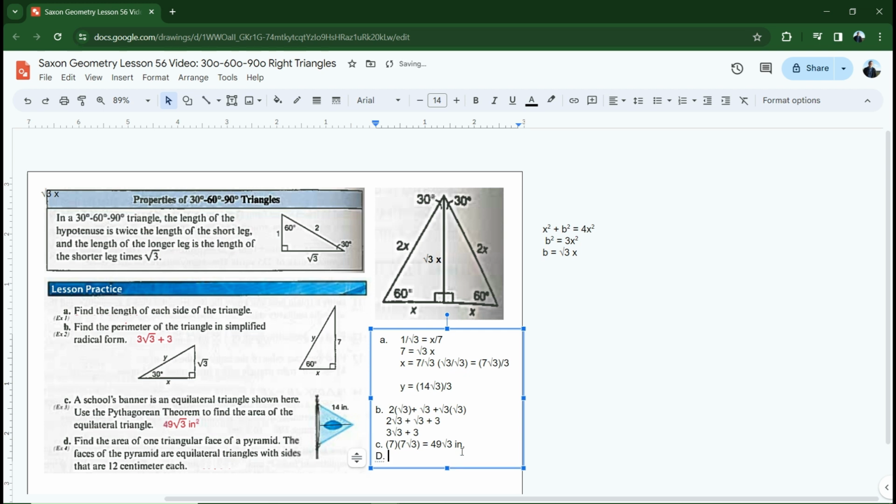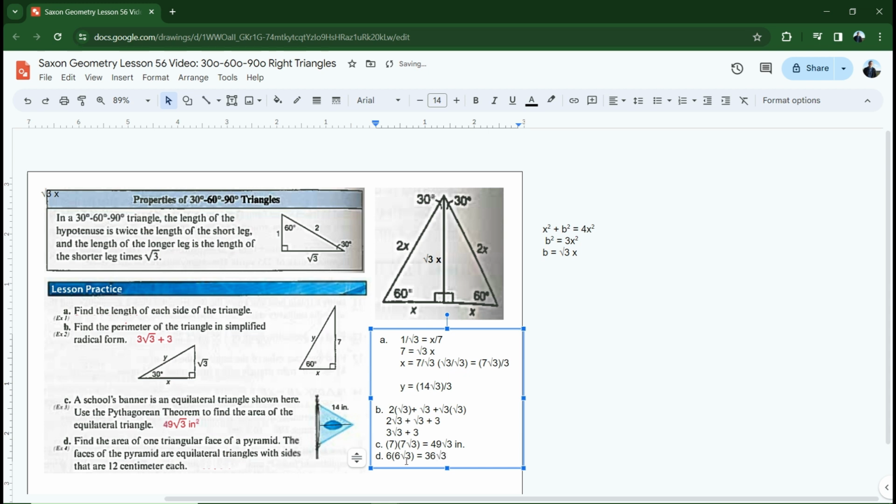Letter D. Find the area of one triangular face of a pyramid. The faces of the pyramid are equilateral triangles with sides that are 12 centimeters each. Same thing, except I'm going to use 12 instead of 14. So it's going to be 12 times, let me make sure I got this right. So this side's going to be 12. Actually, this side's going to be 6. So it's 6 times, and then this side is 6 times the square root of 3. That's going to be 36 times the square root of 3.